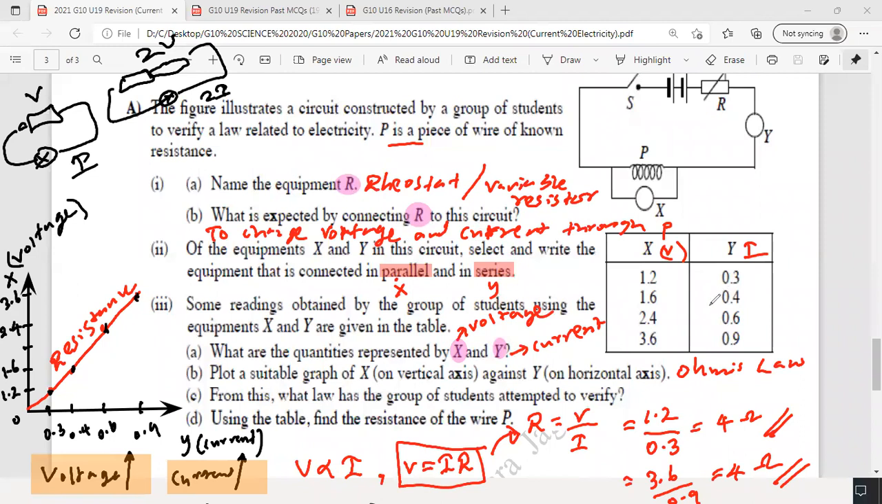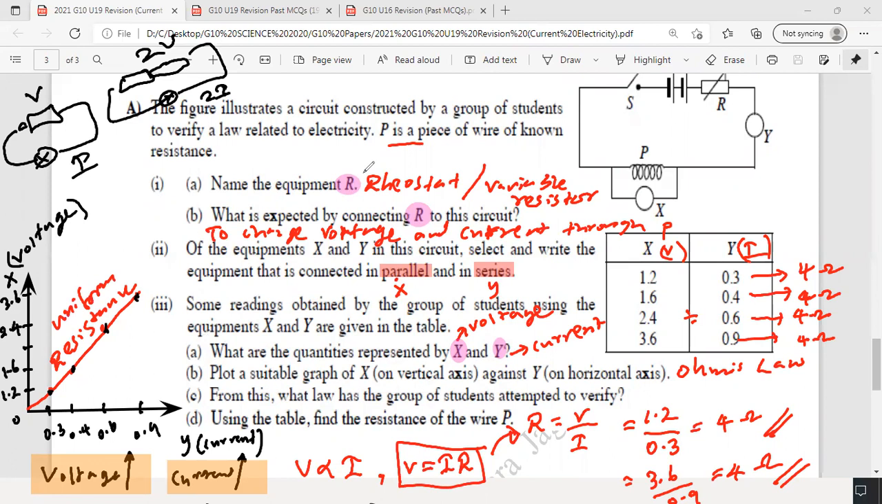That one you get 4. That's also 4 ohms. 2.4 divided by 0.6, you get the same answer, 4 ohms. Here also 4 ohms. 1.6 divided by 0.4, you get 4 ohms. In all these, voltage divided by current, V over I, you get the same answer, 4 ohms. That's why you call it uniform resistance, or resistance is constant. Current and voltage change, but resistance is constant.